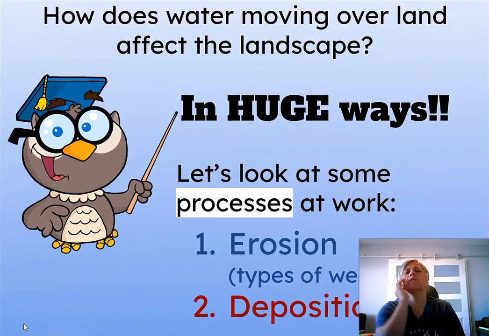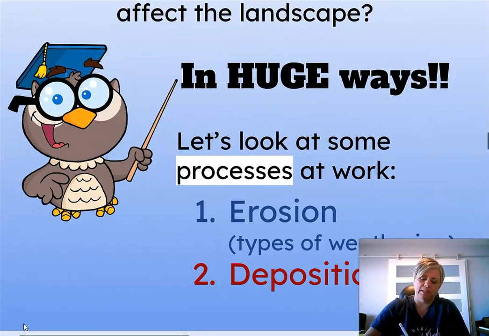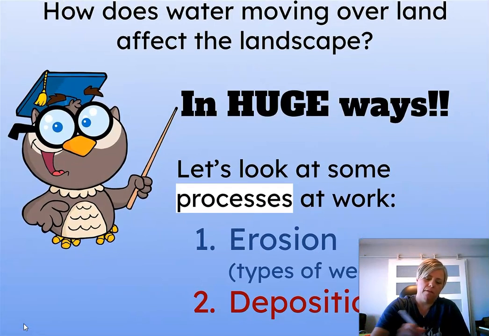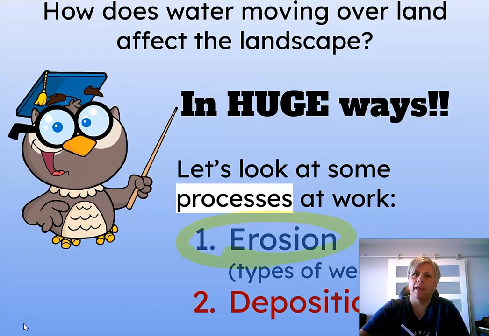So, let's go back to our other question: how does water moving over land affect its landscape? Huge. Like we said, it's like a sculptor, but in order to understand that, we have to look at a couple of processes at work. Those two processes are erosion and deposition.